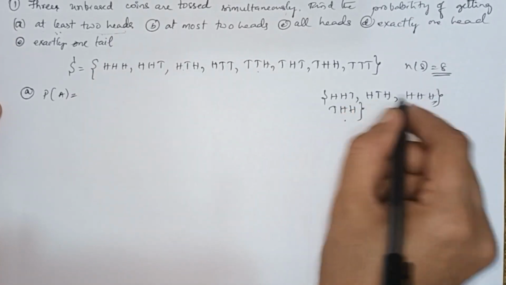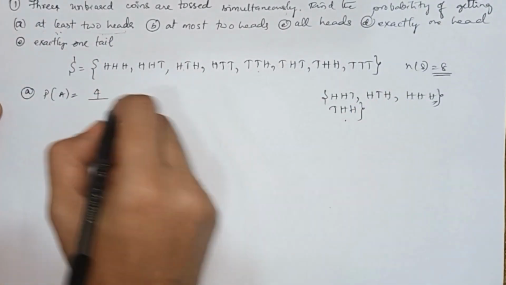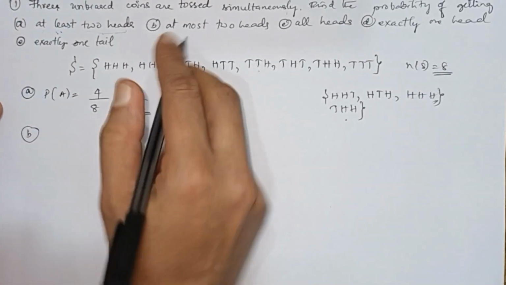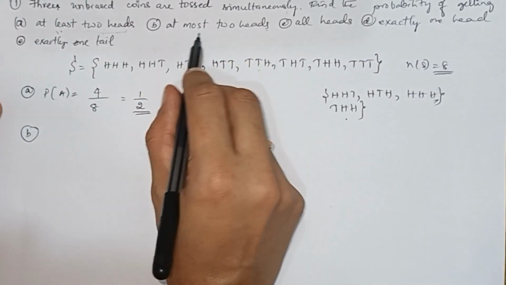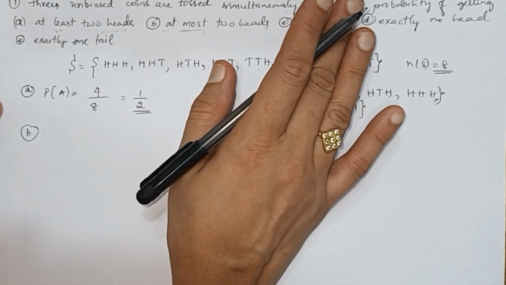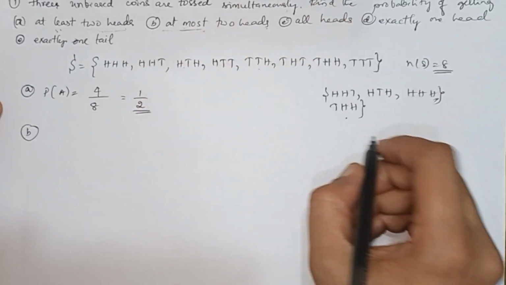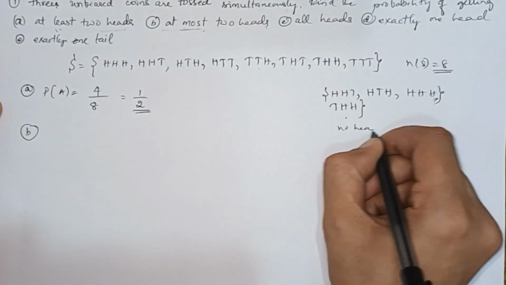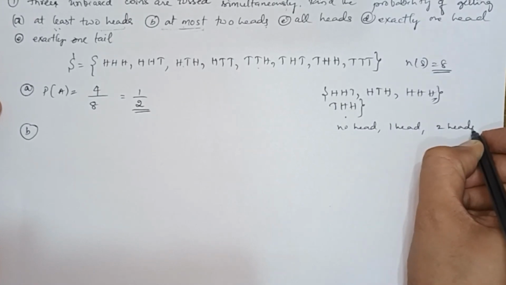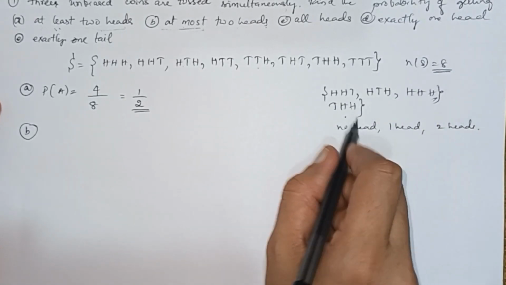Therefore there are four favorable outcomes by total 8, so therefore 1 by 2. Second question, at most two heads. At most means maximum two heads. Should not be more than two heads. Can be less than two heads. Means no head, one head possibility, and two heads. These are the possibilities. So you have to search for all this.